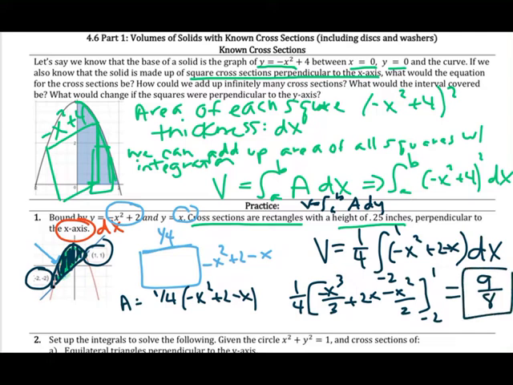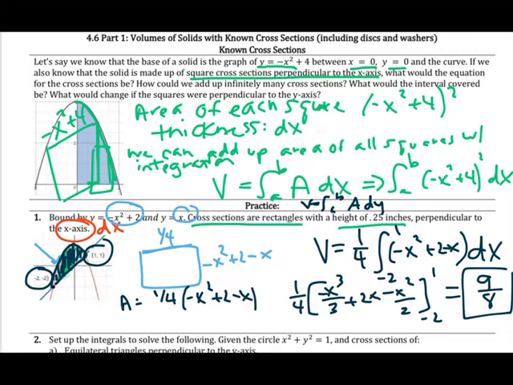So when you're doing these problems, really focus on trying to get a visual understanding of what's going on. Like, what does each individual cross-section shape look like? What are the dimensions of that cross-section shape, so that you can identify the area? Then you're going to find the volume by integrating the area.